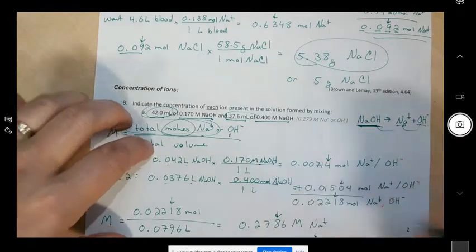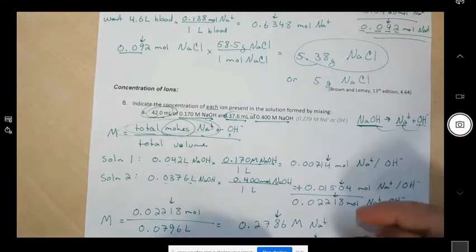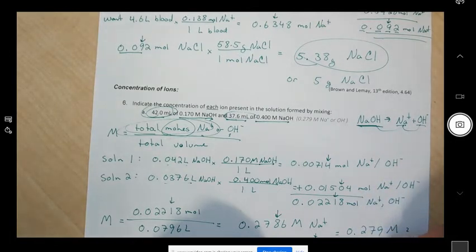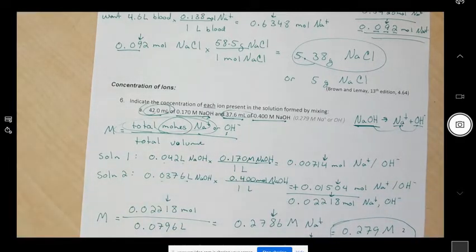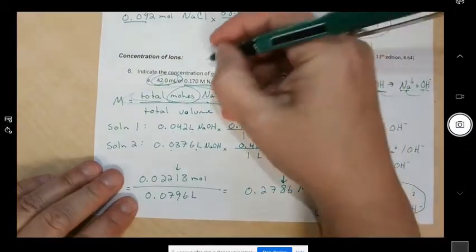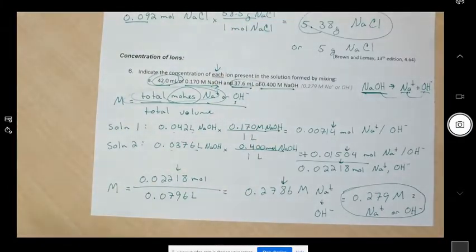Three significant figures would mean I'm going to round there. So 0.279 molar Na+ or OH-, since everything's a 1-to-1. Now, they didn't ask you for the total concentration of all your ions. They asked you for each ion. So watch out what they're asking for, because if they ask for your total concentration of ions, you would have to then double that because you've got Na+ and OH-.